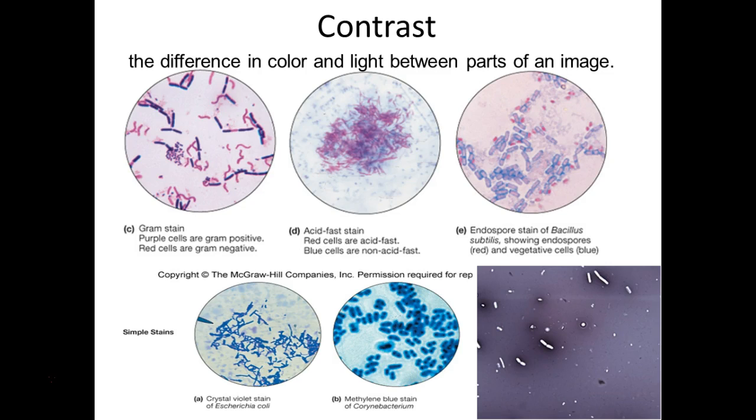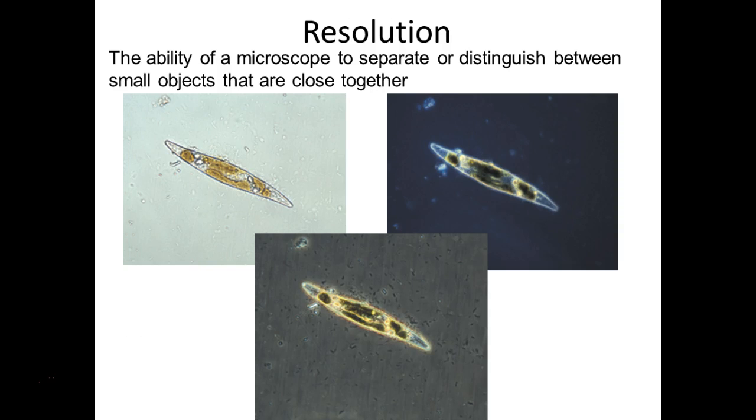So contrast, very simply, is the difference in color and light between the parts of an image, right? That help us discern and differentiate what we're looking at. Resolution, on the other hand, is the ability of a microscope to separate or distinguish between small objects that are close together. But it also factors into how clearly you see the objects that you're looking at.